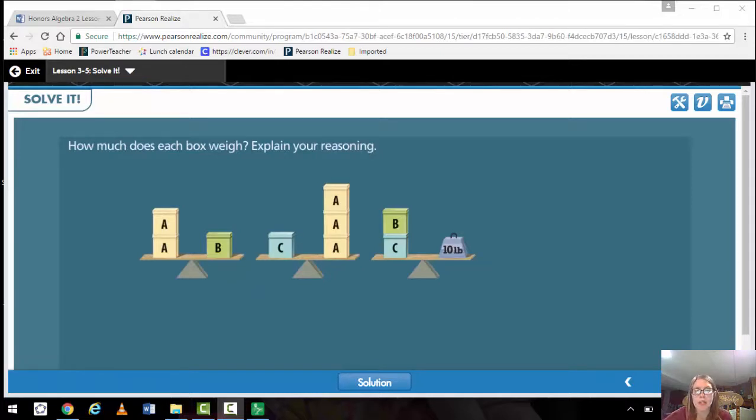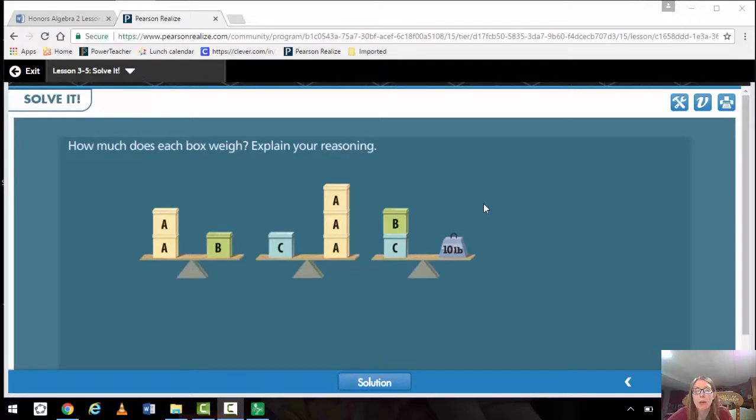So here's the situation. We have 2 of the A boxes and 1 B box on the right side of the scale. And as you notice, the scale is even, so these 2 A weights equal whatever B is. And then over here we have C on one side and 3 A's on the other. And then on the third set of scales, B and C together is equal to 10 pounds. So we're trying to figure out how much each box weighs. If you want to pause a minute and try to figure this out, feel free.